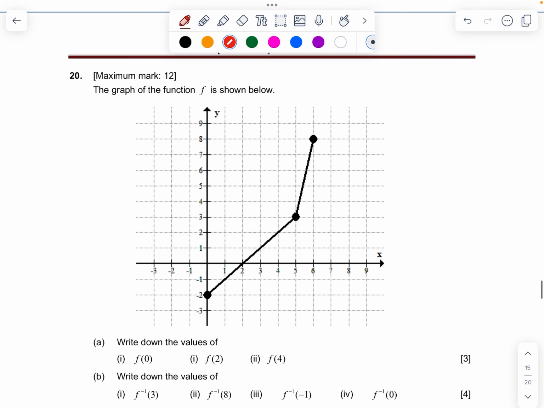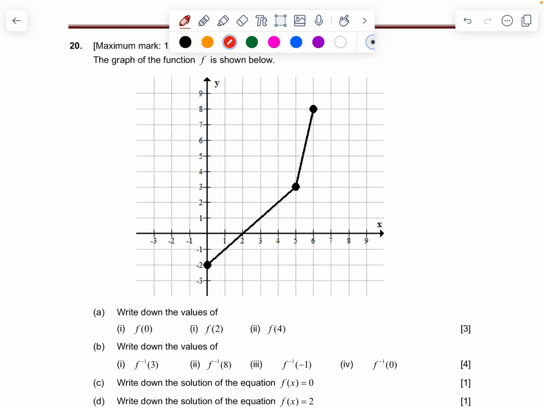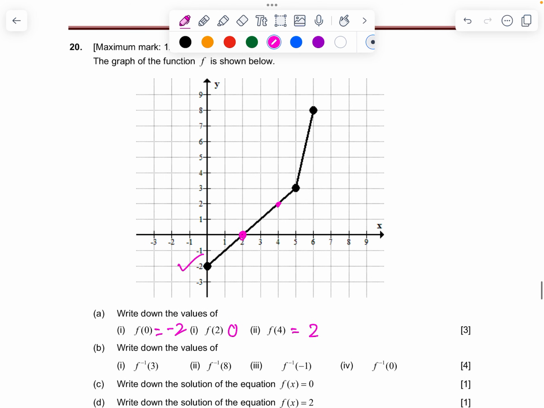Question number 20. F of 0 is negative 2. F of 2 is nothing but what? 0. F of 4 is nothing but how much? 2. F inverse of 3. So reverse. When do I get 3? At 5.